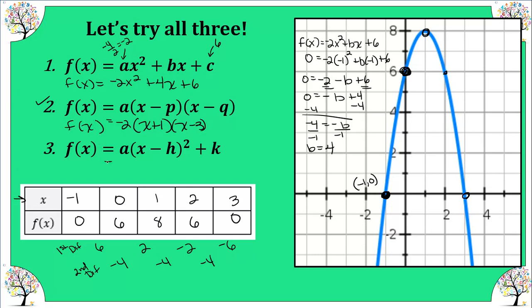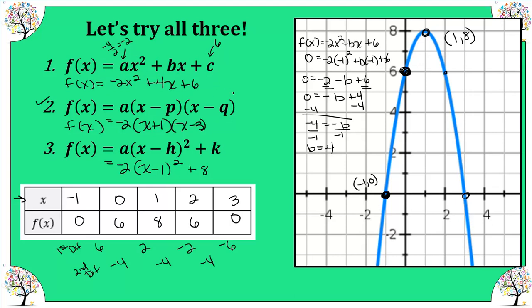We know our a value is -2. Our vertex is going to be 1, 8. So we have x minus 1, quantity squared, plus 8. So it depends on what data points you are given on which form of equation to use. And then you can convert these to the other forms.